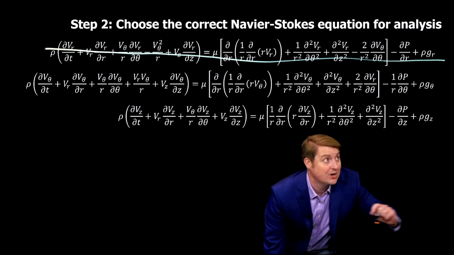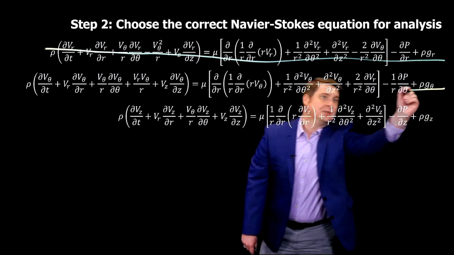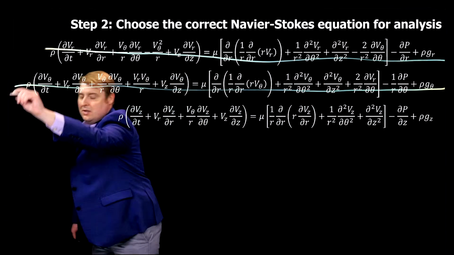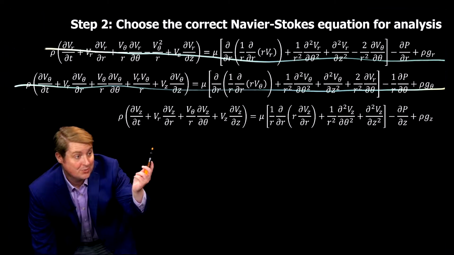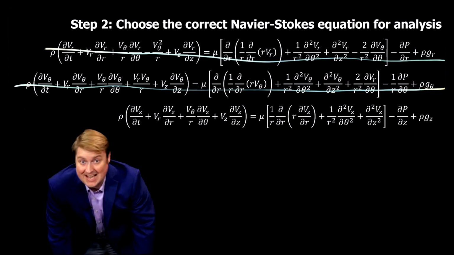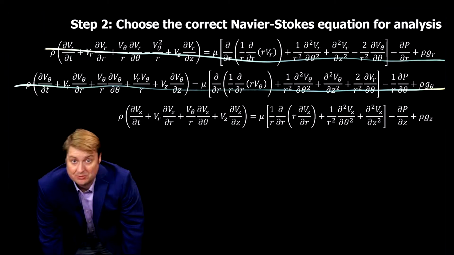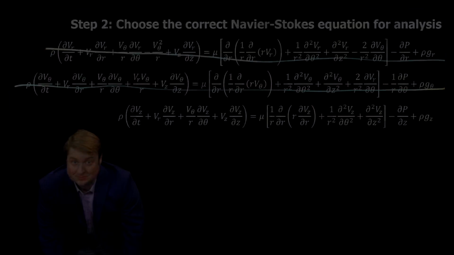Likewise, we've got the second one. That goes away too, and the reason why is because we don't have any flow in the theta direction. Really, the only one that we have to worry about is this last guy, which is the one that deals with flow in the z direction. And that's the one that we're going to deal with next.